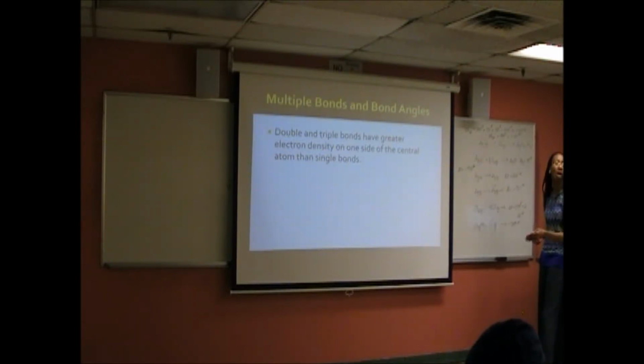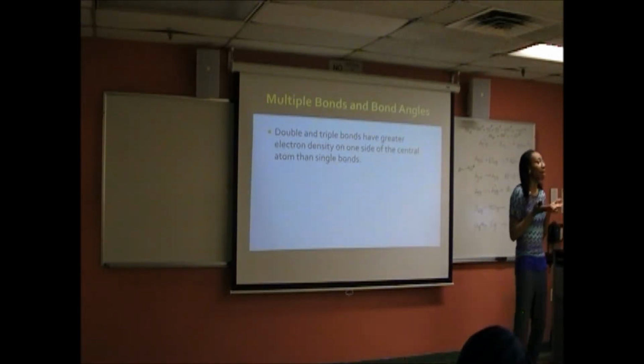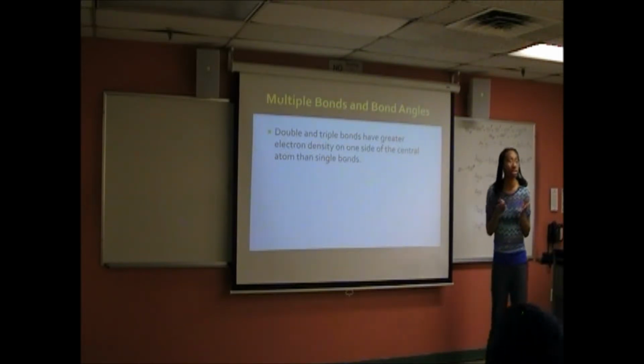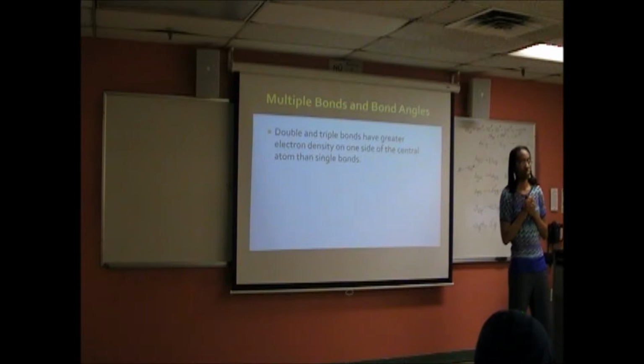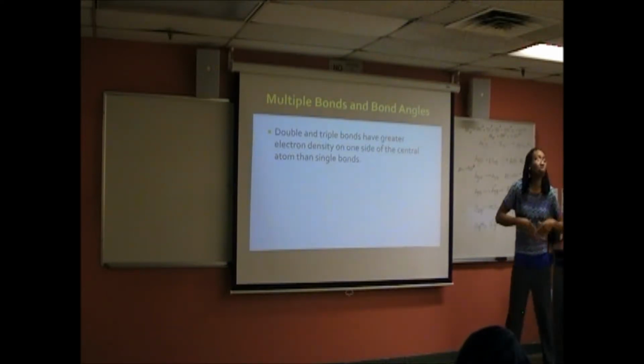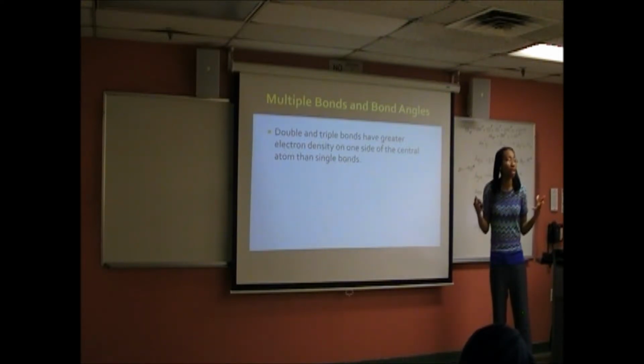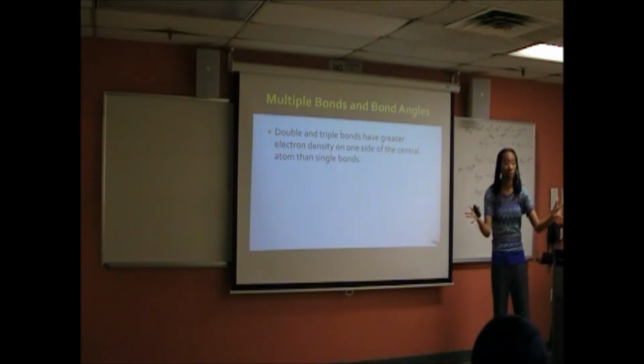Alright. Multiple bonds. How do multiple bonds affect your bond angles? If you have a single bond compared to a double bond, how does that affect the electron density? Which one has the higher electron density? Your double bond has a greater electron density around it. So what does that mean for the angles? The angle will get smaller.